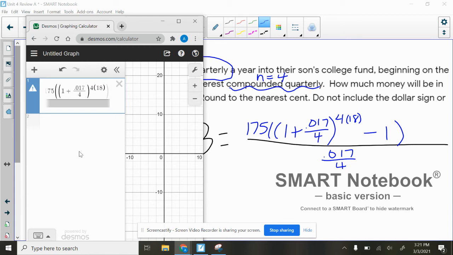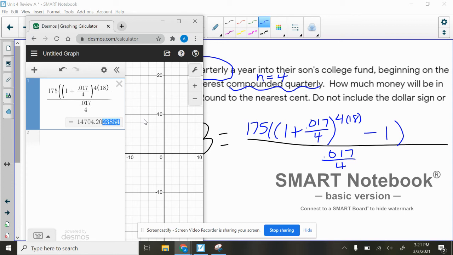We just cannot forget to put the -1, and you want to make sure it's not in the exponent. So you need to hit the right arrow key so that the -1 and those closing parentheses are not an exponent. That's the ugly numerator. The denominator is not that bad: 0.017 divided by 4.